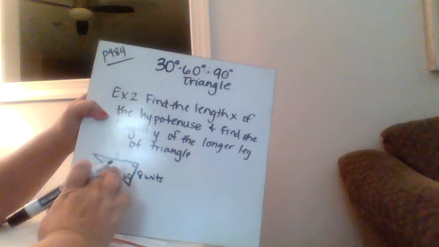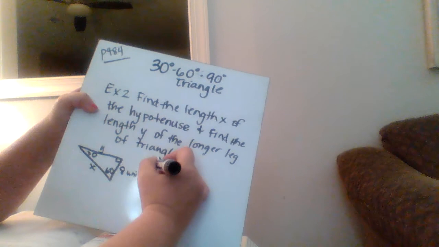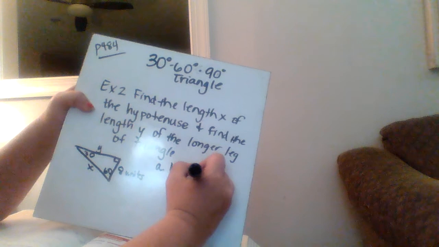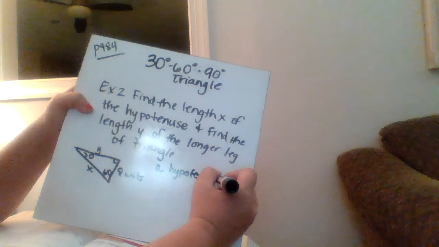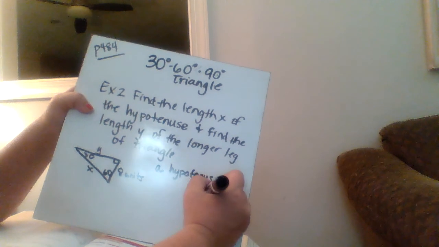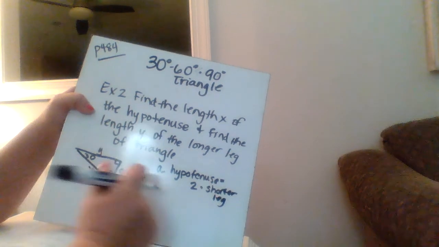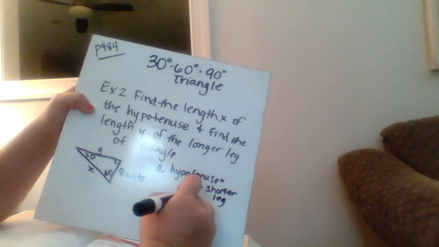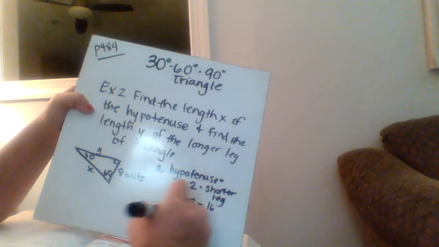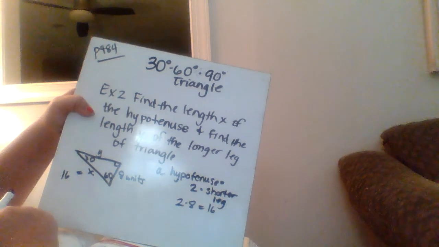So in order to find first the hypotenuse, we're going to use that formula that I showed you previously, where the hypotenuse is equal to 2 times the shorter leg, which in this case was 8 units. So the hypotenuse is going to be 2 times 8, which gives us 16. So we know now the hypotenuse is going to be 16 units.